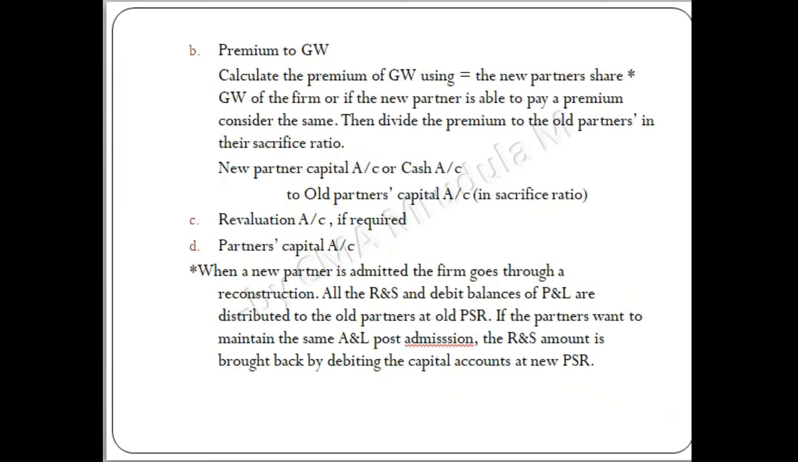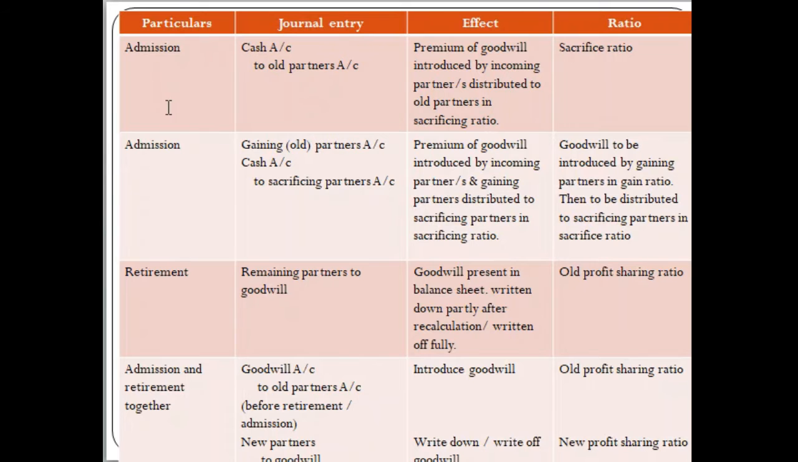Moving on to the next aspect, which is goodwill. In case of admission, premium of goodwill will be introduced by the incoming partner. Now that premium of goodwill which is being introduced by the incoming partner is distributed to the old partners in the sacrifice ratio. Okay. So the entry in such a case would be: cash account debit, and this is the premium of goodwill introduced by the incoming partner, to the old partners' accounts A, B, C in the sacrifice ratio.